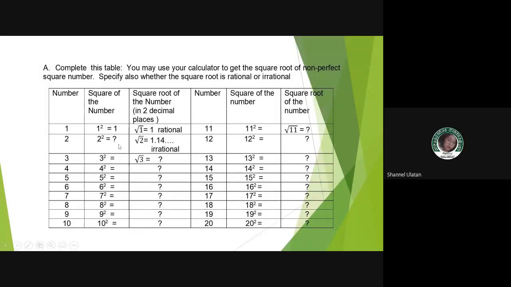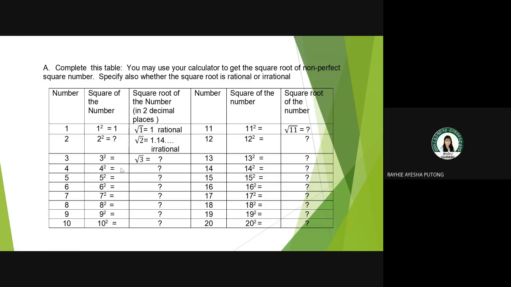Opo. Yes. Now, second column na tayo, square of the numbers. So, if we're going to square the first column, the first one is 1 squared. So, 1 times 1 is 1. Tama? If we're going to square the number 2, what would be the product? 2 times 2, 4. Next, we're going to square the 3. What is the product? 9. Okay. Then 4 squared. What is the product?